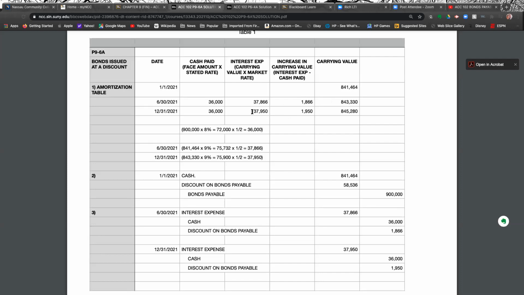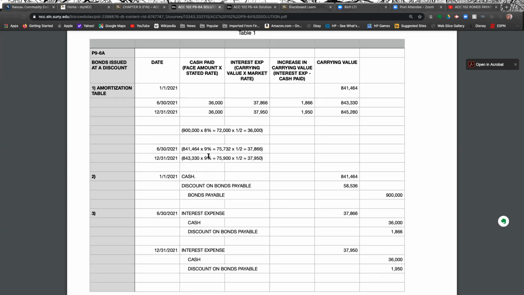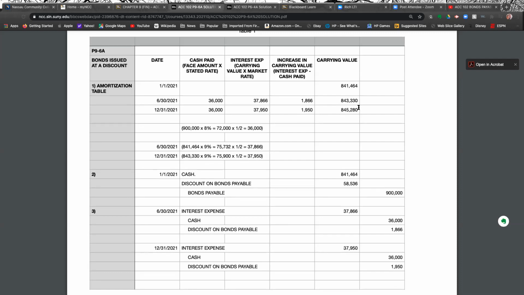So to make that second payment, 843,330 times 9%, 75,900 times 1/2 is 37,950. That's where that 37,950 comes from. And again, the difference between the 2 columns is 1,950. That 1,950 gets added to this 843 to come out to 845,280, and you would just continue to the next payment, the next payment, the next payment, and so on.